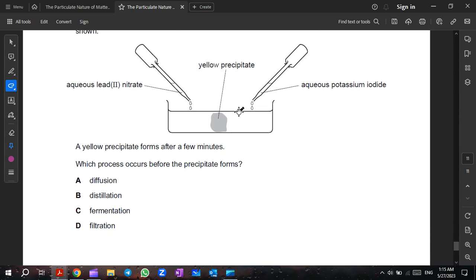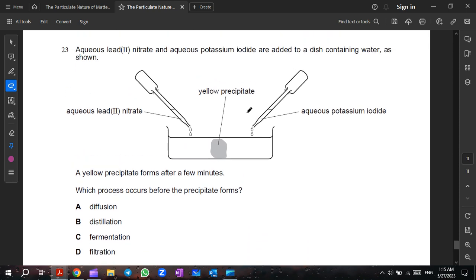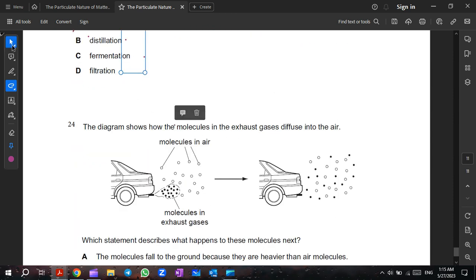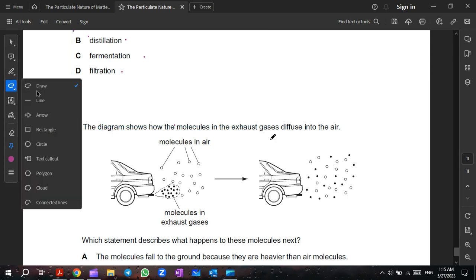Aqueous lead nitrate and aqueous potassium iodide are added to a dish containing water, as shown. Aqueous lead nitrate, yellow precipitate, aqueous potassium iodide. A yellow precipitate forms after a few minutes. Which process occurs before the precipitate forms? Diffusion, distillation, fermentation, or filtration? I strongly believe it should be diffusion, because this diffuses from here, area of high concentration to area of low concentration, and when they mix, this yellow precipitate is formed. Yeah, let's continue.